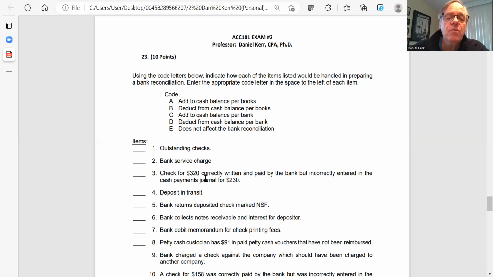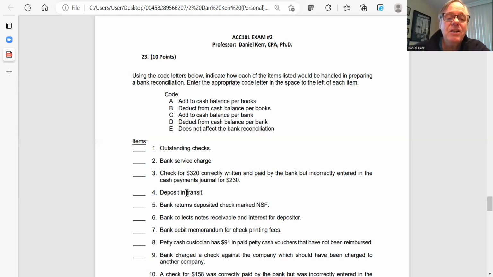Number 3, a check for $320 was correctly written and paid by the bank, but incorrectly entered in the cash payments journal as $230. So I understated in my records the amount of the check by $90 here. So that would be a deduction for the balance per my books. So 3 would be B.